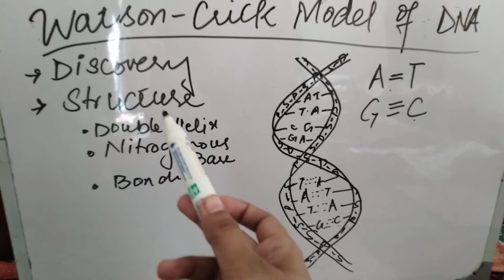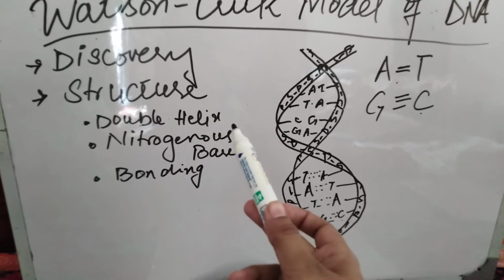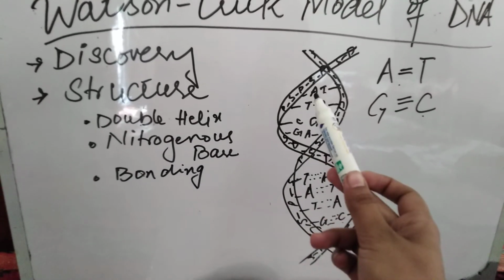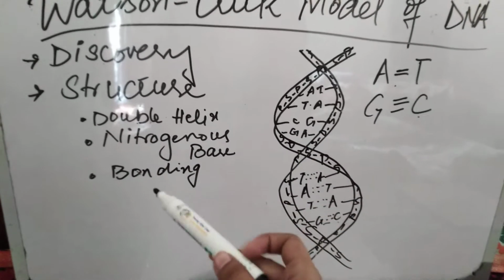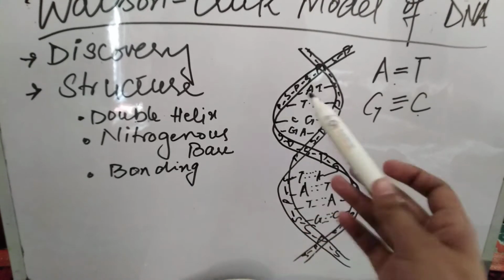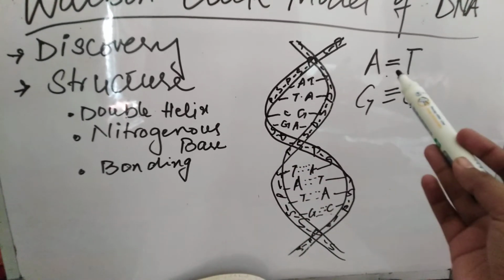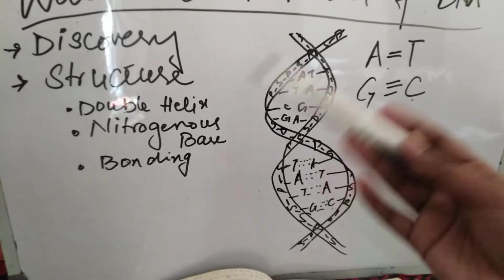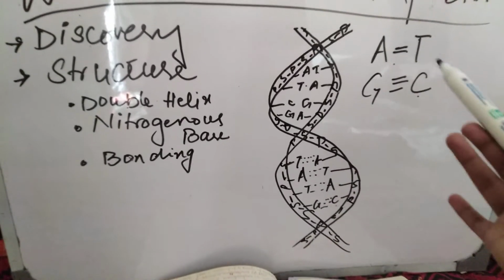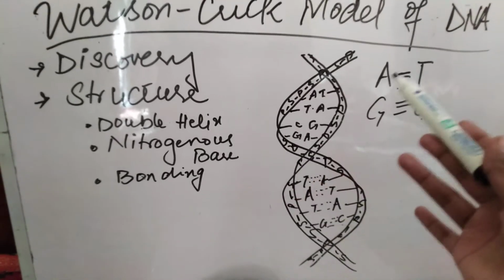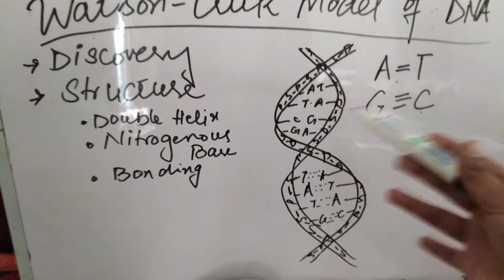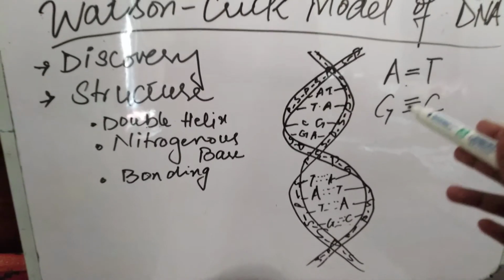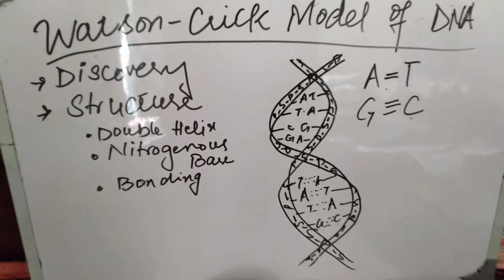Now have a look. We have discussed our double helix structure. We have discussed our nitrogenous bases, which are adenine, thymine, guanine, and cytosine. Then we have discussed bonding. In this heading, we will discuss its hydrogen bonds and its specificity. Meaning, its bonding specificity: A always makes a bond with thymine, and guanine always forms a 3 hydrogen bond with cytosine.